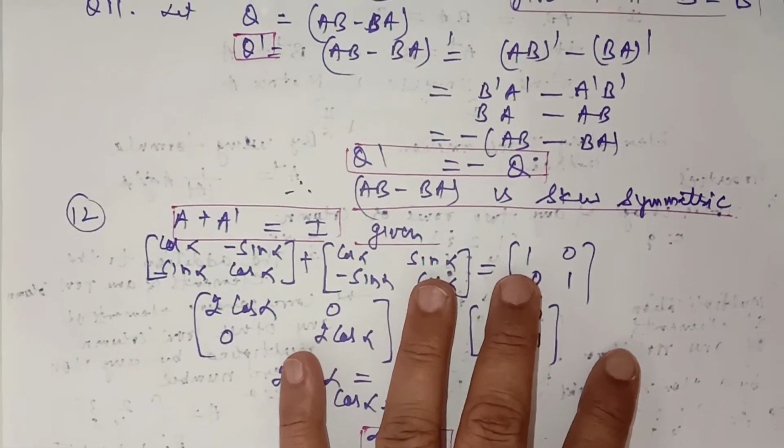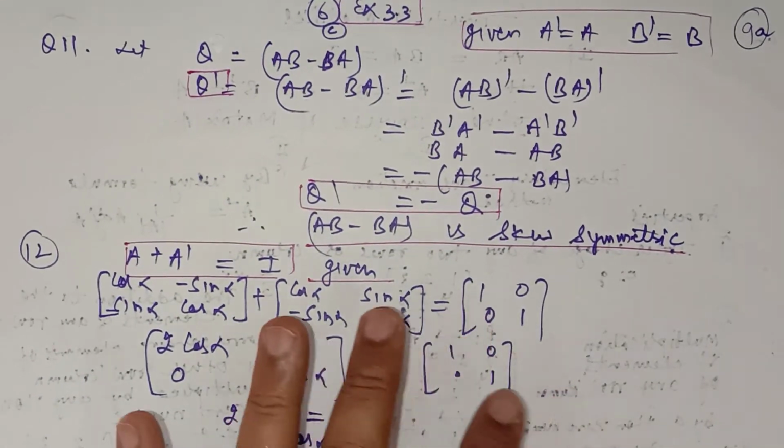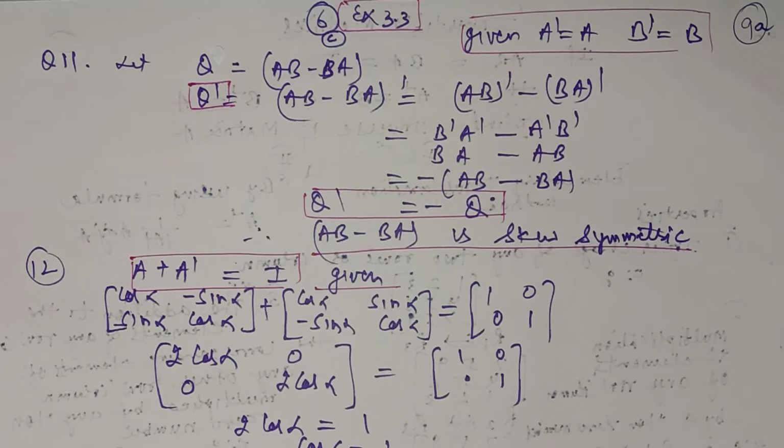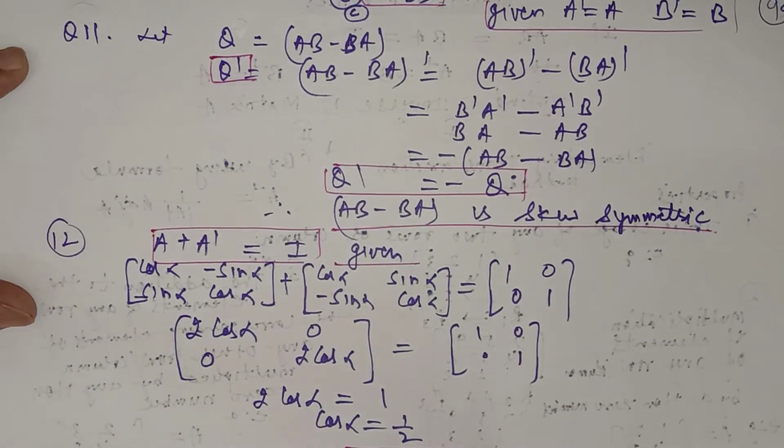Now in question number 11, it is given that matrices A and B are both symmetric, and you have to prove that AB minus BA is a skew symmetric matrix. It is given that A and B both are symmetric matrices, and you have to prove that AB minus BA is equal to a skew symmetric matrix.